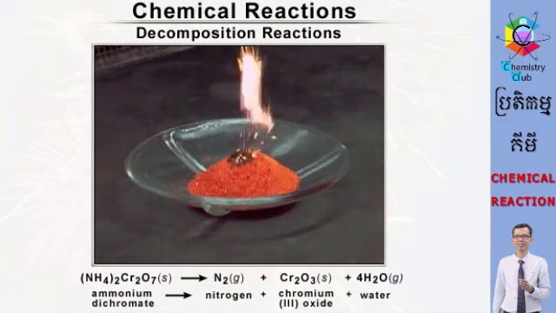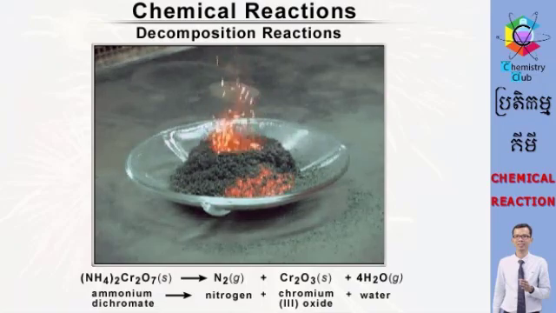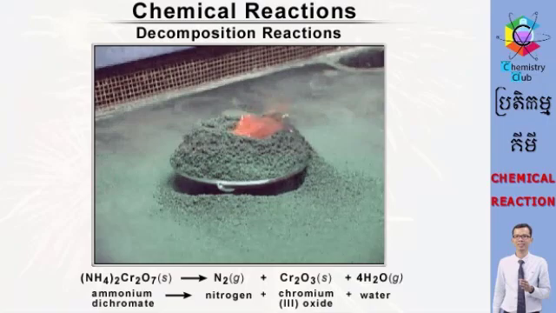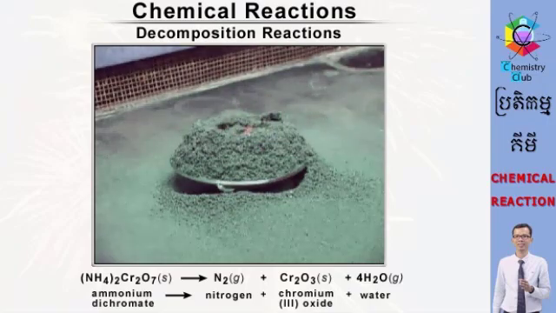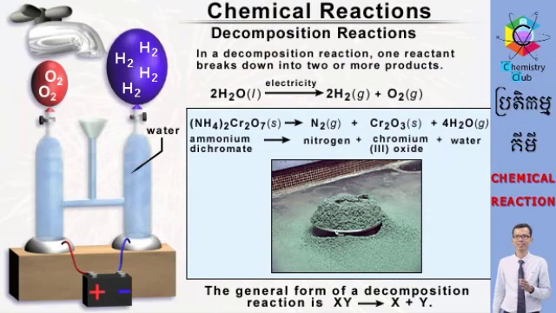Ammonium dichromate decomposes into nitrogen gas, chromium 3 oxide, and water when ignited. In general, a source of energy must be provided for decomposition reactions to occur because the reactants are usually stable.